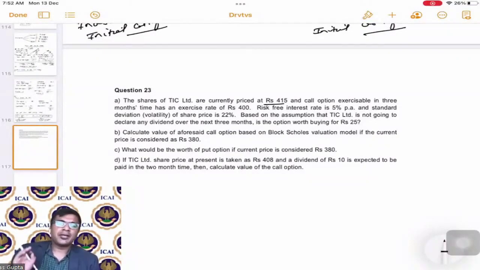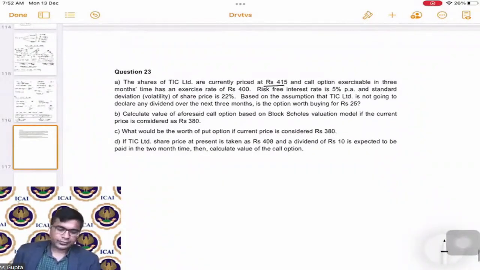This will test the Black-Scholes model, put-call parity theory, all the concepts put together. The dividend adjustment in the spot price, all the things it will test. So let's attempt this question. The shares of TIC Limited are currently priced at 415, and a call option exercisable in 3 months' time has an exercise rate of 400. So 400 is the strike price, T is equal to 3 months, and the spot price is 415. The risk-free interest rate is 5% per annum, which is R, and the standard deviation is 22%.